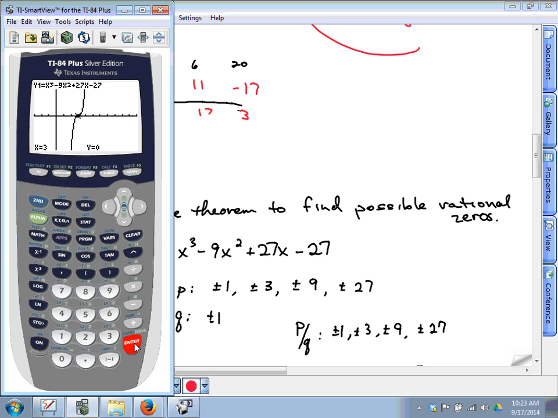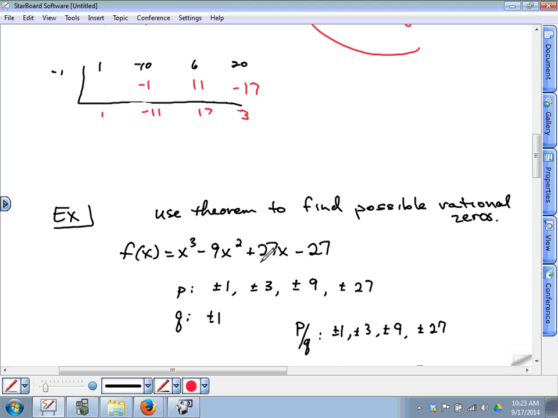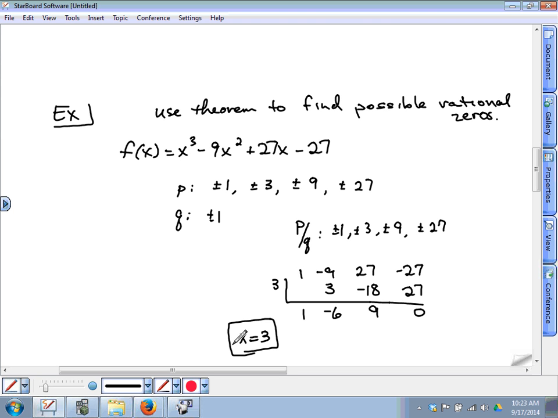So that does prove, I mean, this would be a proof that it's a zero, but I still want you to go the extra step and use the synthetic division, okay? Even though we already know that 3 works. There is no question that 3 works. Do the synthetic division. Show me that it works. So when you do the synthetic division here, this is what you ought to get.